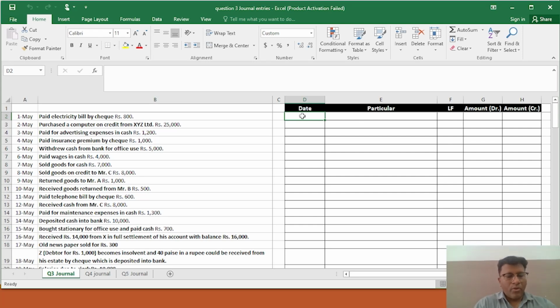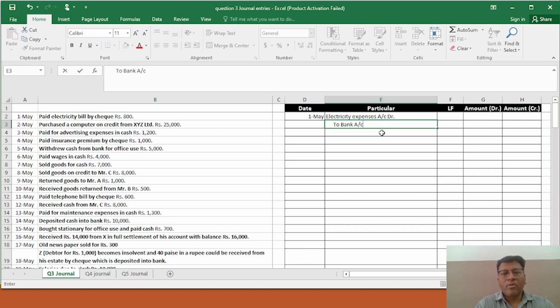And the very first thing is you have to mention the date, that is May 1, and electricity bill paid. So electricity expenses account debit, right? And to bank account, right? So how will you make the entry on the basis of the accounting rules? The very first thing is that you have to identify what is to be debited and what is to be credited. So here you see that electricity bill was paid, so this is an expense.